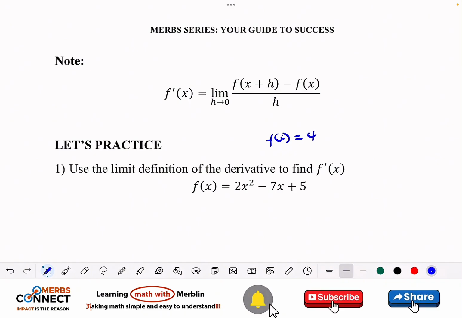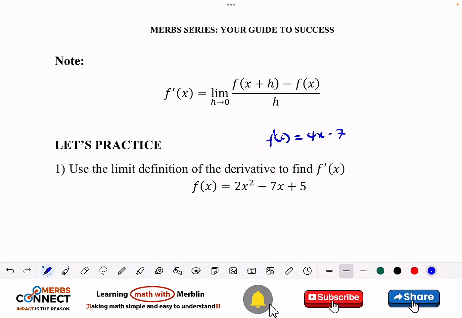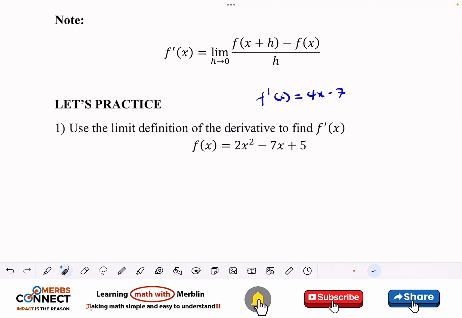So this is going to give us 4x minus 7. When I differentiate this, this is what I'm going to get. So this is f prime. Using the limit definition, this is the result that I need to get at the end of my solution. If I'm not getting it, then this is telling me that I've made some mistake somewhere. So now let's go through the limit definition.